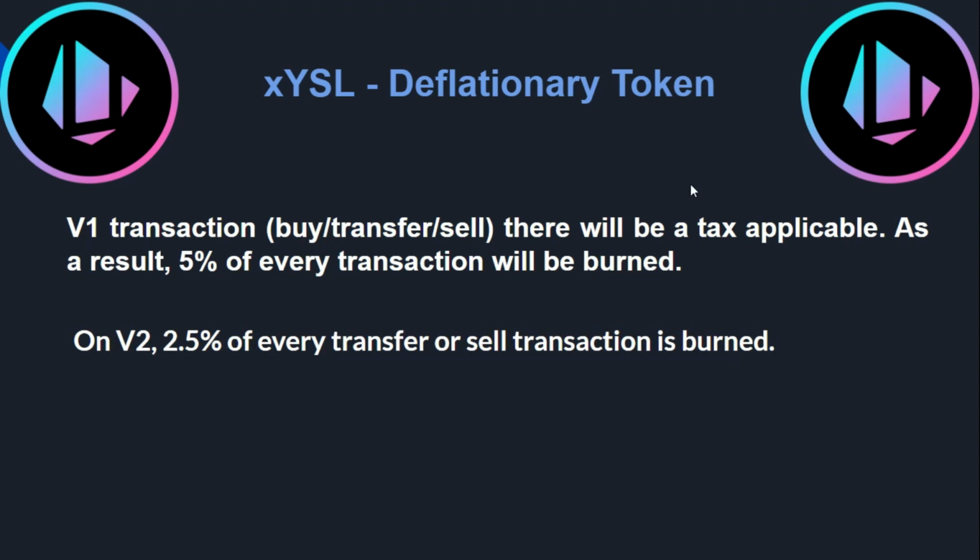Also on V2, 2.5% of every transfer or sell transaction is going to be burned forever. So as you see here, it already has a very small supply, and this supply is going to be burned very fast, because it is going to be burned because of the activity of USDy, and also it is going to be burned on V1 and on V2.